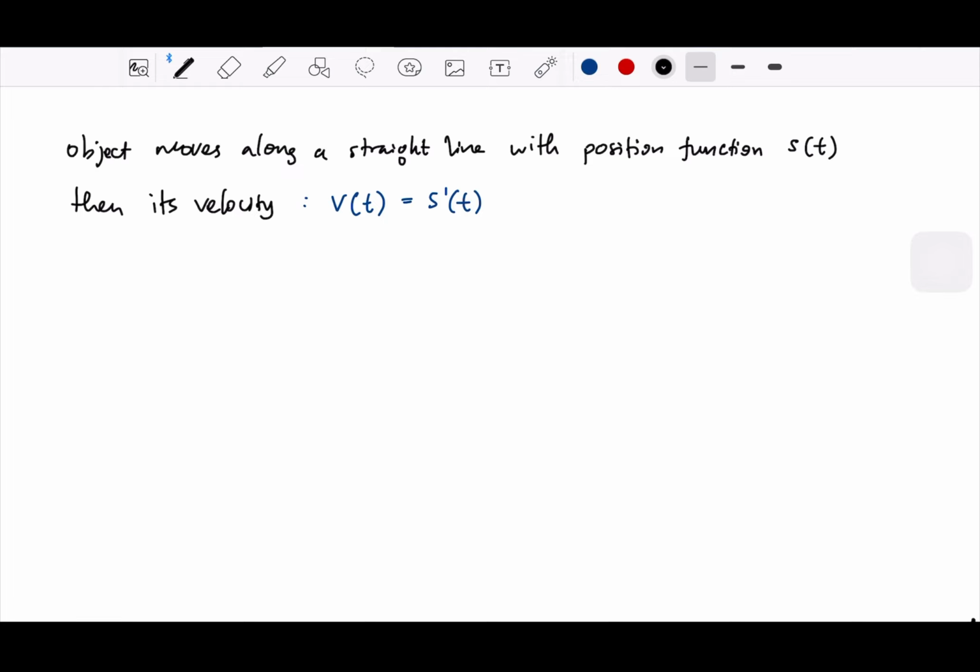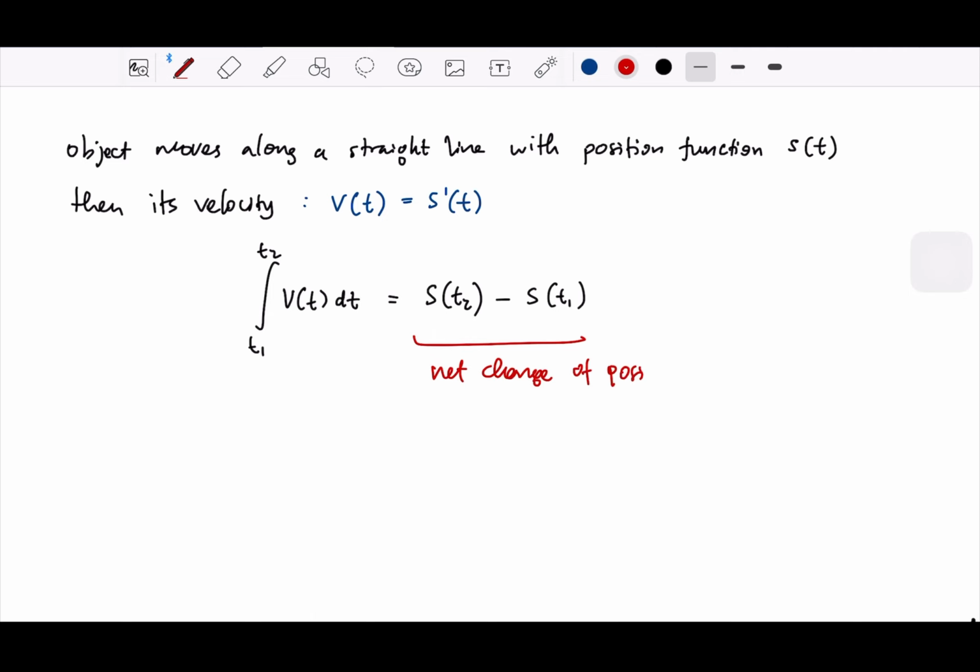So when we integrate v(t) with respect to dt, let's say from t1 to t2, we are going to have s(t2) minus s(t1). This is according to what we have in the previous page, the net change theorem, right? So we have this called the net change. In our case here, because it's a position, we call this the net change of position, or we call it displacement.